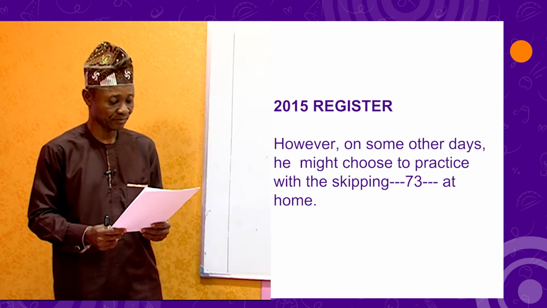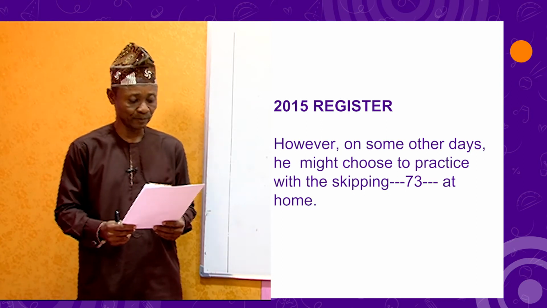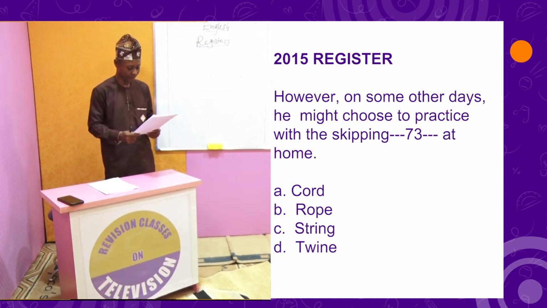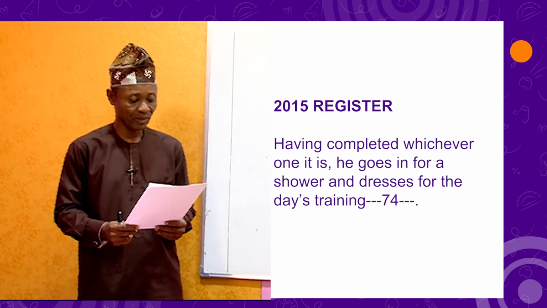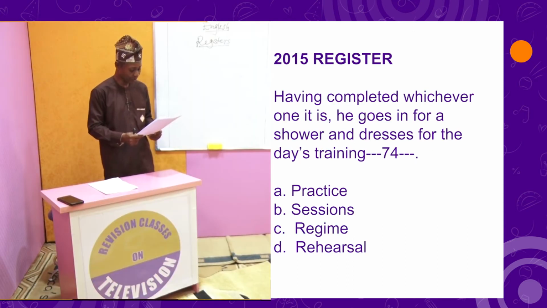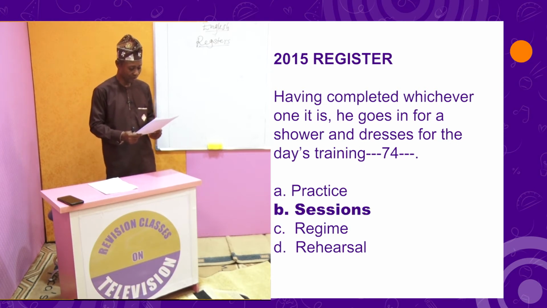Covering a few miles. However, on some other days, he might choose to practice with a skipping dash at home. Question number 73. The options are A, cord. B, rope. C, string. D, twine. Option B, which is rope, is the answer to fill that blank space. Having completed whichever one it is, he goes in for a shower and dresses for the day's training dash. Question 74. And the options are A, practice. B, sessions. C, regime. D, rehearsal. Option B, which is sessions, is the appropriate answer to that question.